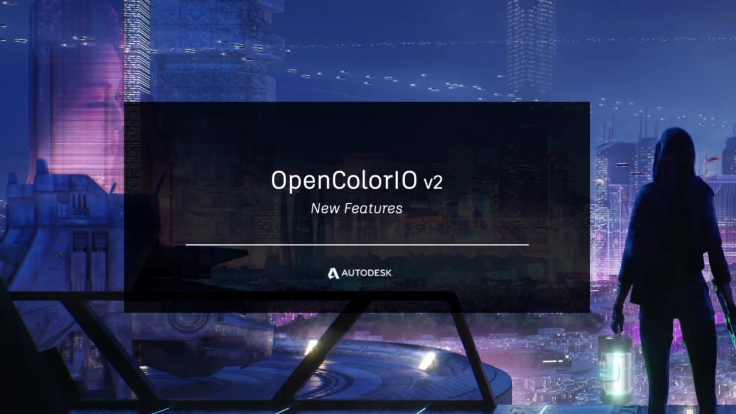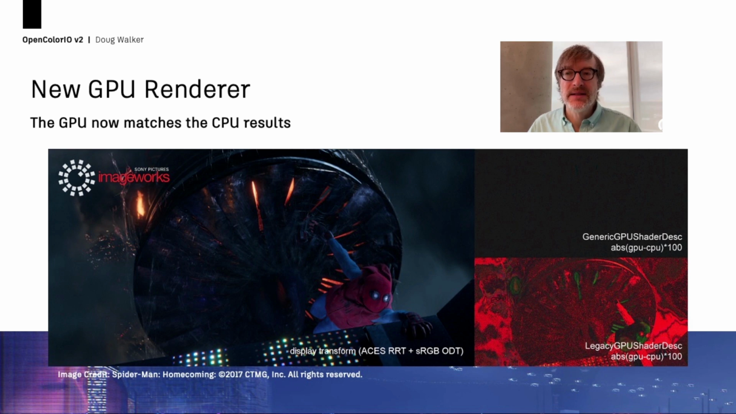Now let's talk about some of the new features in OCIO v2. One of the many changes in the industry over the past 10 years is the use of GPUs for rendering final frames. Although OpenColorIO had some support for GPUs, it was essentially a draft mode that was not equivalent to the CPU. For OpenColorIO v2, we've completely re-engineered the GPU renderer so that it may now be used to render final frames.